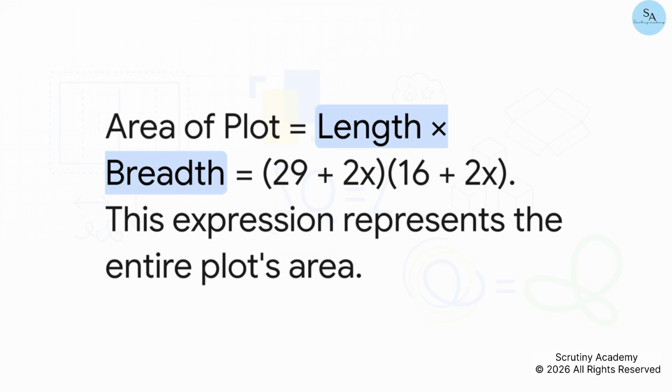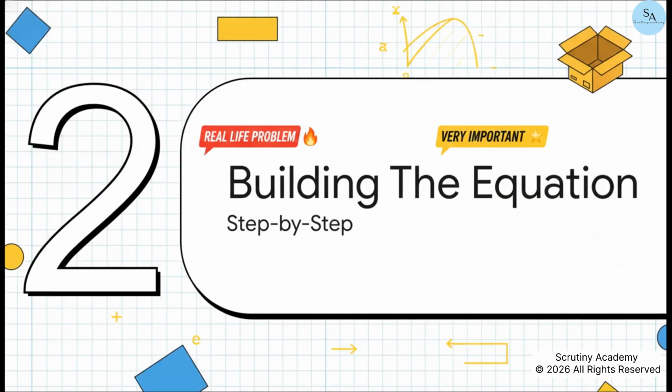And we all know the super basic formula for the area of a rectangle, don't we? It's just length times breadth. So for our entire plot, the area is simply 29 plus 2X multiplied by 16 plus 2X. This is the expression that represents the area of our whole plot. And now for the really cool part. We're going to take all this information from a real-life problem and build a proper mathematical equation out of it. Honestly, this is the most important skill you can learn.